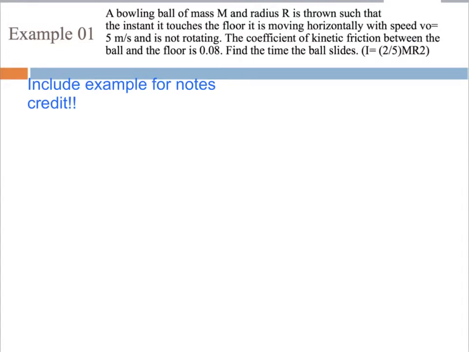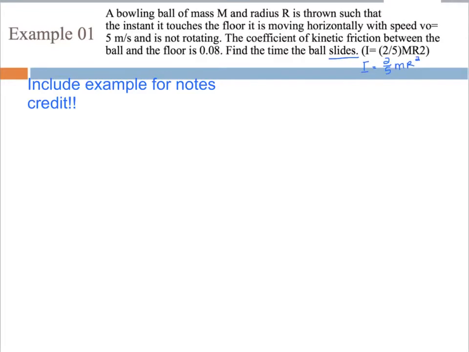Here we're given the moment of inertia is equal to 2/5 m r squared, and we can assume that this moment of inertia is about our center of mass. In this situation, it flat out tells us that we are sliding, and this bowling ball is going to continue to slide until it begins to rotate at v equals r omega.